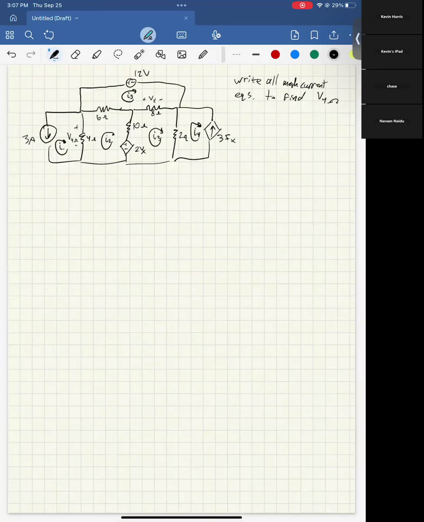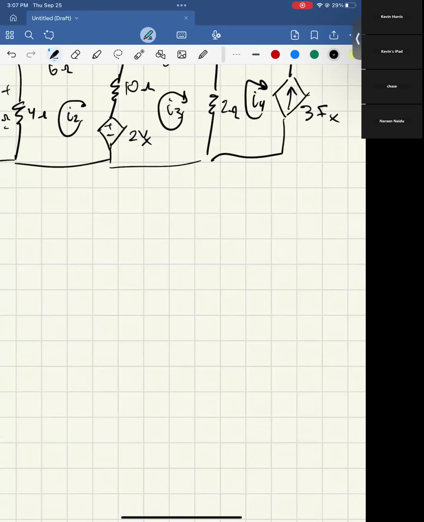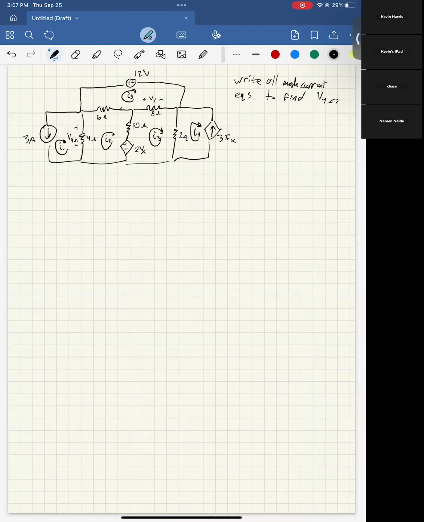So if we wanted to solve this circuit, we would just need to write out our five mesh current equations and write out an equation for what this Vx is, and then plug it into a calculator and it can solve it. Because you will have six equations and six unknowns. So let's write out all those equations.